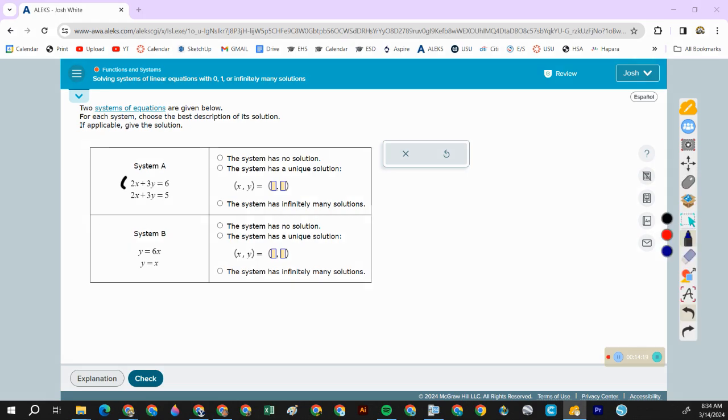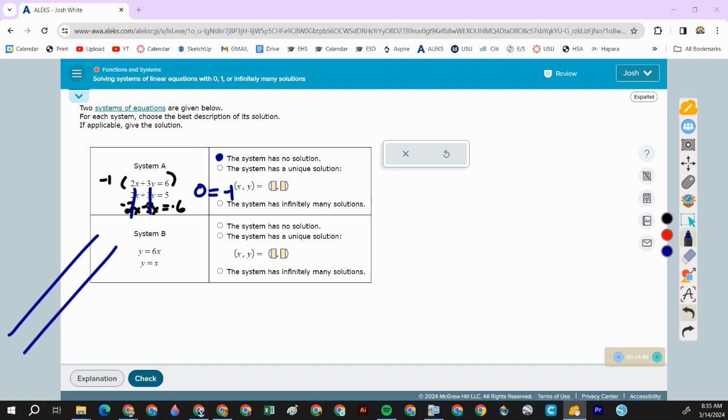So for system A, I will times the top by negative 1. And that gives me negative 2x minus 3y equals negative 6. And when I do elimination, the x's go away and the y's go away, and I get 0 equals negative 1. When does 0 equal negative 1? Never. So this would be no solution. That means I'm dealing with 2 parallel lines.